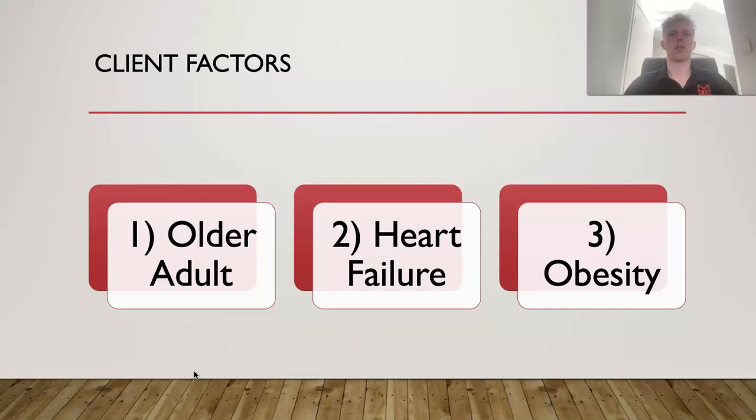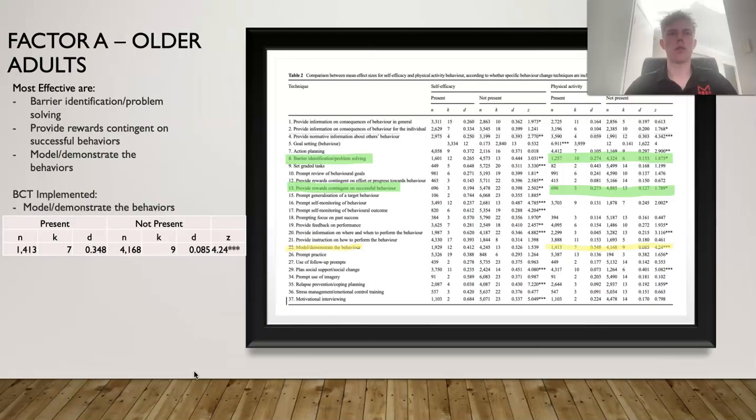In regards to my client's factors, the top three factors were older adult, heart failure, and obesity. Within older adults, a systematic review of 24 eligible studies identified the most effective behavioral change techniques for older adults during physical activity. The top three BCTs found to be effective were barrier identification problem solving, providing reward contingent on successful behavior, and modeling demonstrating the behavior.